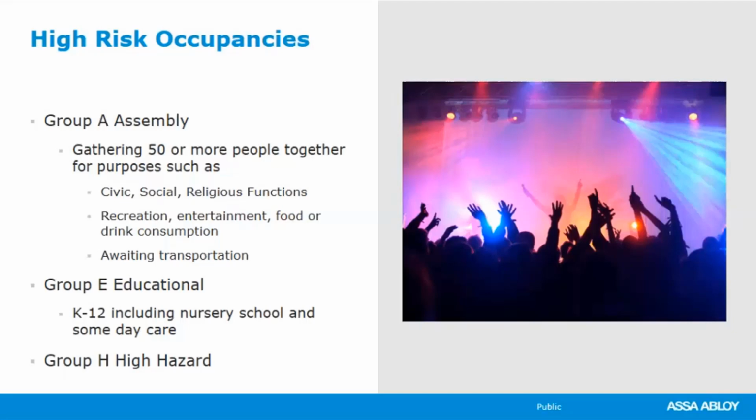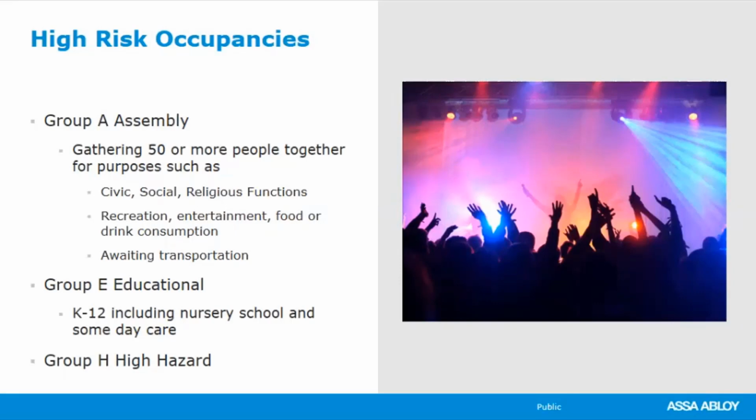The high-risk occupancies include Group A assembly, which is by definition gathering 50 or more people for the purposes such as civic, social, or religious functions, for recreation, entertainment, food or drink consumption, and awaiting transportation. Some examples include nightclubs, restaurants, large ballrooms, dining rooms, dining areas, bowling alleys, libraries, football stadiums, movie theaters, things like that. And they're high risk because people are unfamiliar with their surroundings. They tend to push and shove, and they all are trying to reach the exit at the same time. There's a lot of people cramped into a small space. There may be tables and chairs in their way.